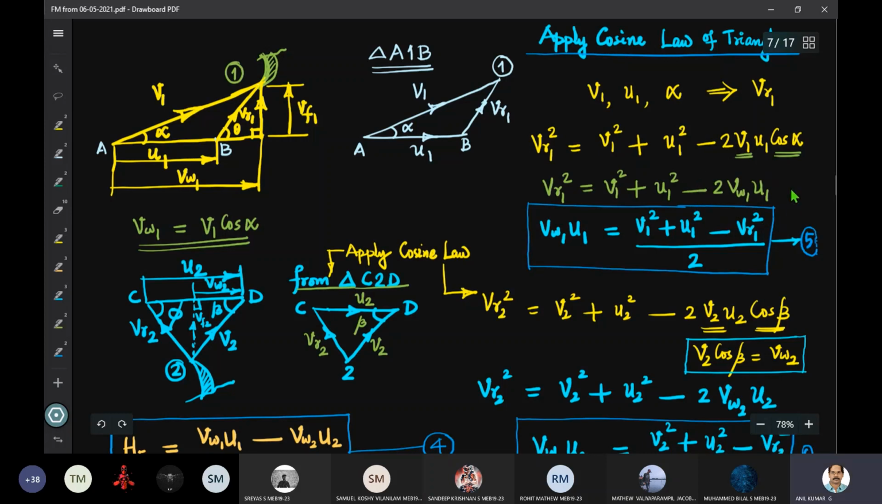Our objective is to get an expression for VW1 U1. So transpose the other terms to the other side. What do you get? VW1 U1 will be V1 square plus U1 square minus VR1 square, divided by 2. Simply taking VW1 U1 to the left hand side and writing all the other terms on the right hand side, you will get this. So VW1 U1 is V1 square plus U1 square minus VR1 square, whole divided by 2.